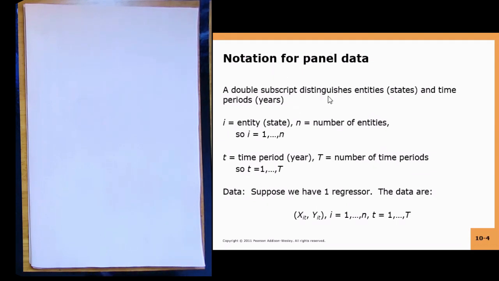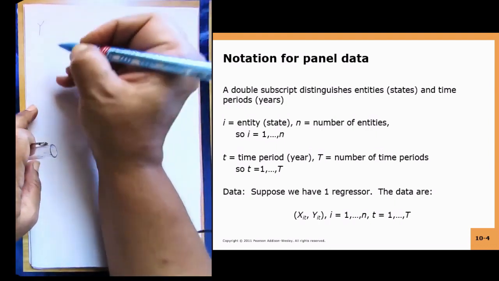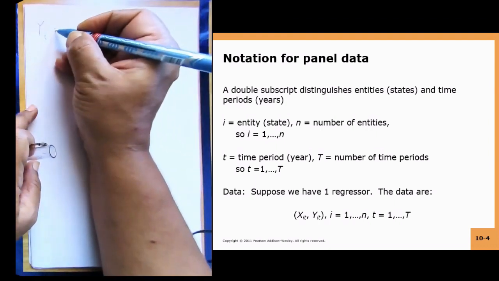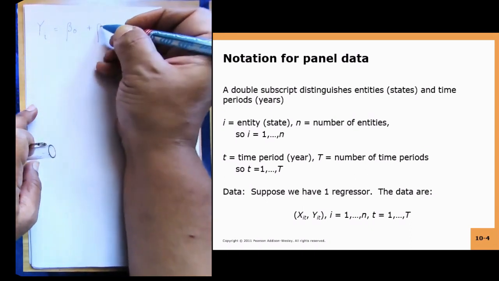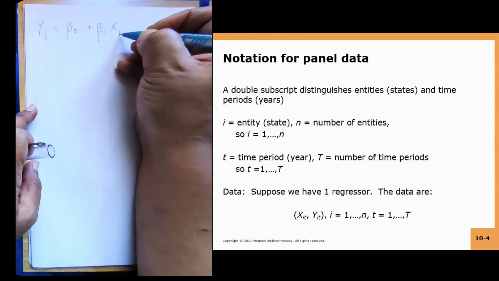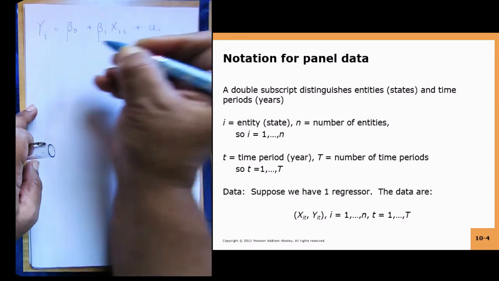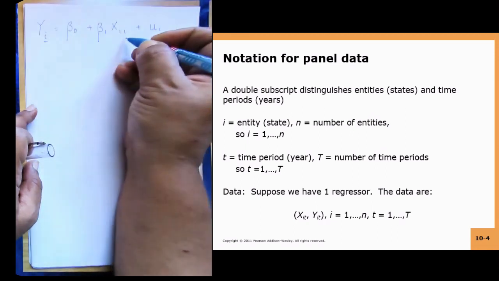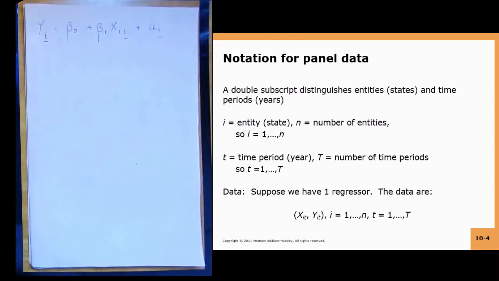If you remember, when we looked at cross-sectional data, we wrote it as yi is equal to beta 0 plus beta 1 x1i plus ui. So this is for the ith individual. You have data at a given point of time.